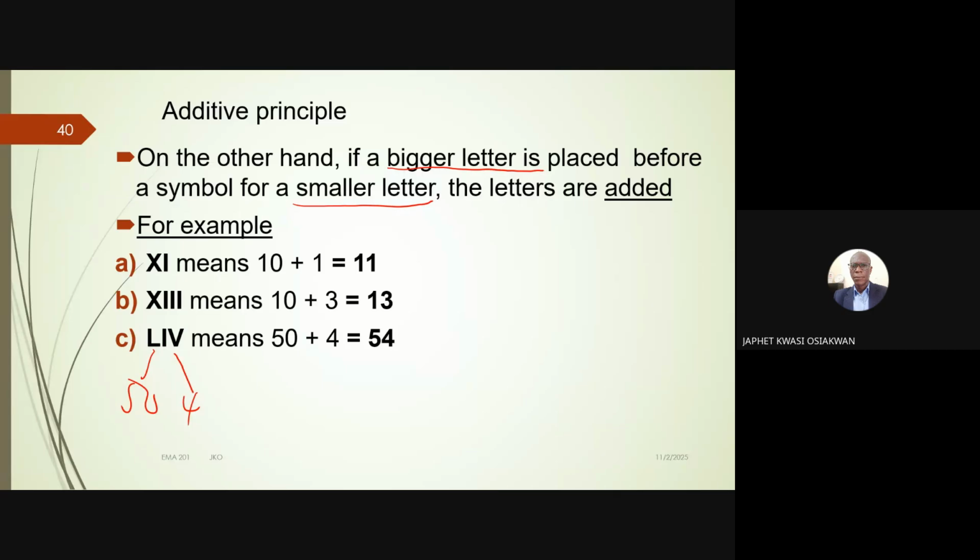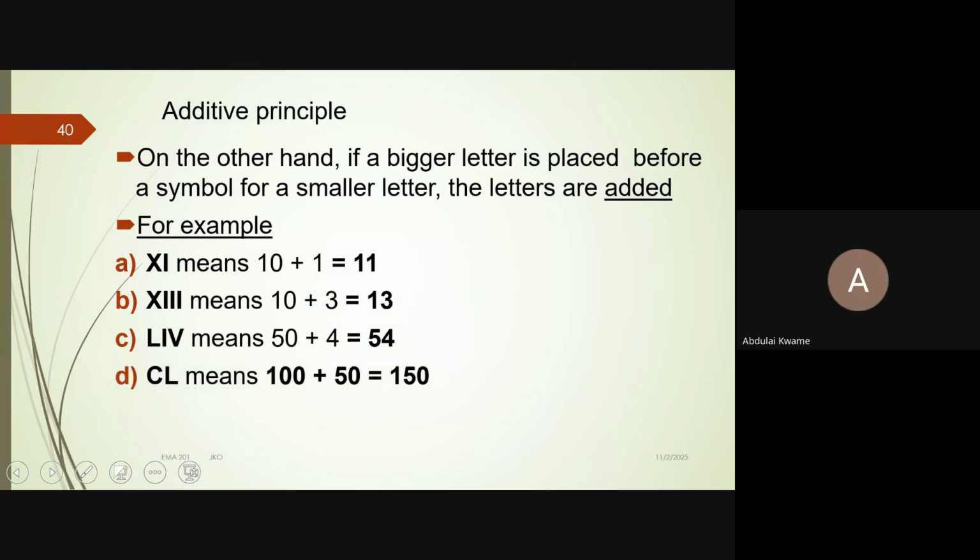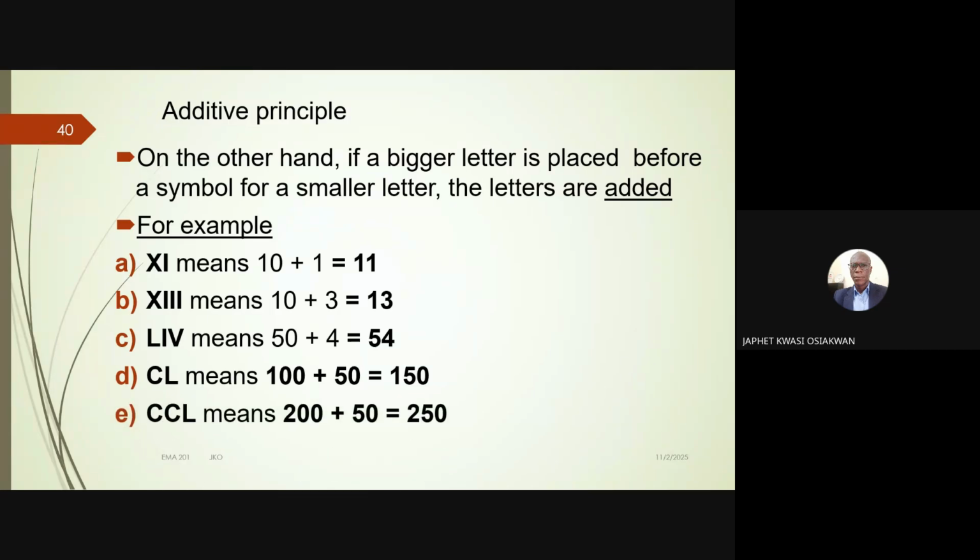I hope you can write. Okay. The next one is CL. CL means 100 plus 50. That's 150. And then CCL means 200 plus 50, 250. Is that okay? Okay. Still, continue to pay attention.